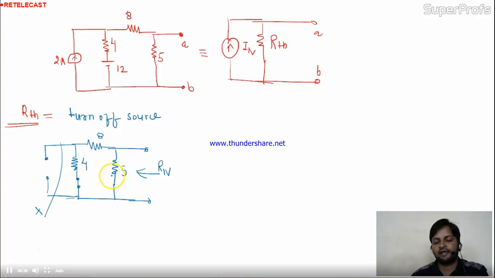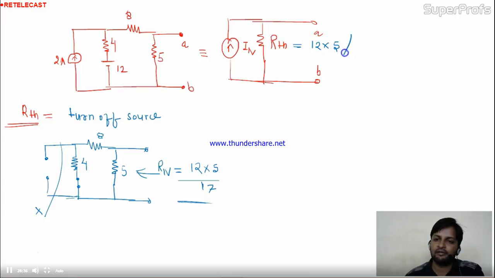12 and 5, they are connected in parallel. So this is nothing but 12 into 5 divided by 17. This is nothing but Rn. Okay, Rn calculation is over. Our Rn is 12 into 5 divided by 17. Is it okay to you?